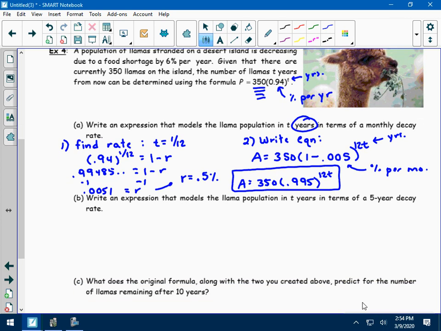Okay. B, same thing, different unit of time. Write an expression that models the llama population in t years in terms of a 5-year decay rate. What am I going to do first? Find the rate. Going back to our original formula, we always go back to the original because there's nothing rounded in there. What would I plug in for t if I wanted the percentage for 5 years? T is in years, I just plug in 5. So 0.94 to the 5th equals 1 minus r.